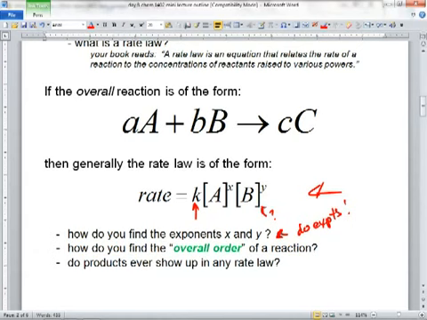You'll see. Do products ever show up in the rate law? So Jessica, I gave you this general way of writing the rate law. Does it look like products ever show up? No, right? They never show up. So you're never going to write products in a rate law.